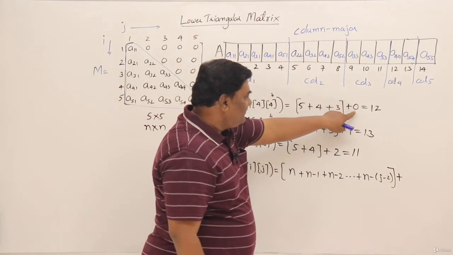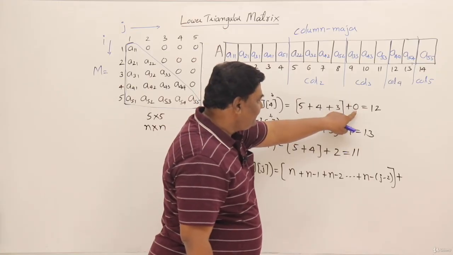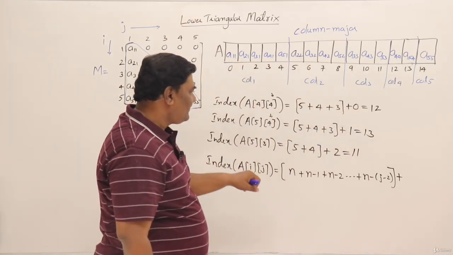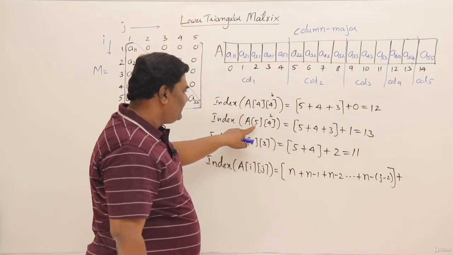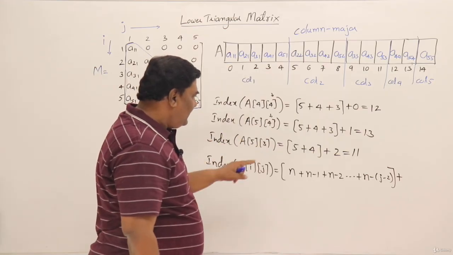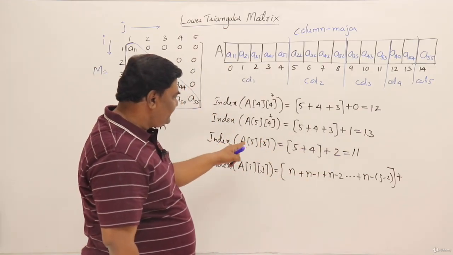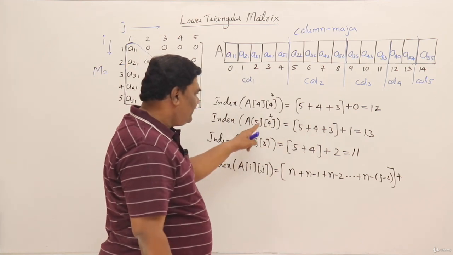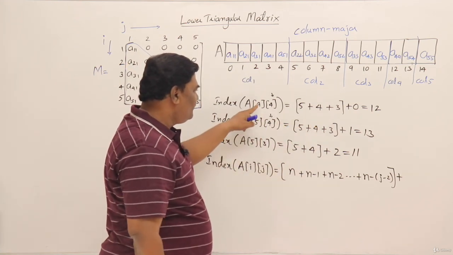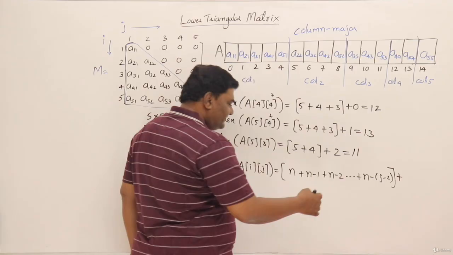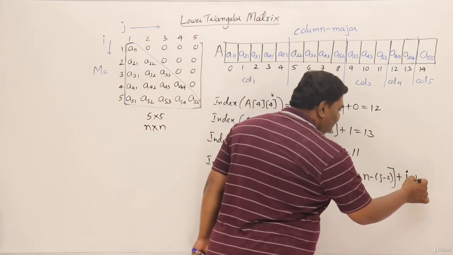What is this value? See, this we got 0 because it was 4, 4. This was 1 because 5, 4. And this we got 2 because 5, 3. So if you observe, this is 5 minus 3 is 2. 5 minus 4 is 1. So this is 4 minus 4 is 0. So yes, it is i minus j.